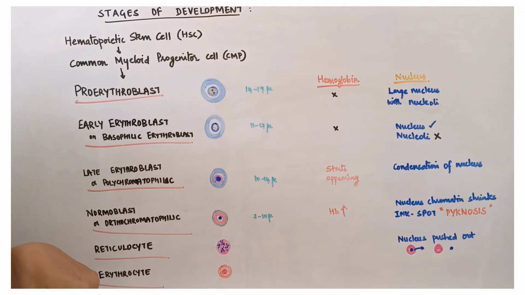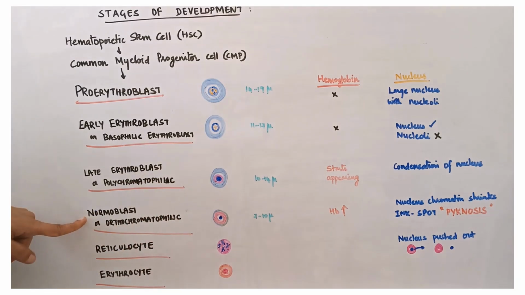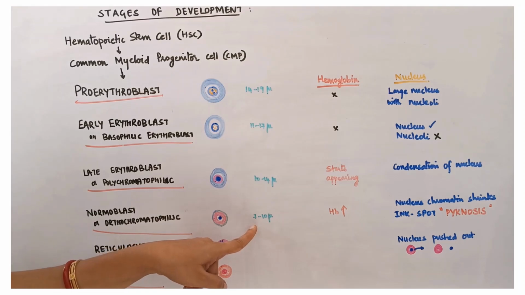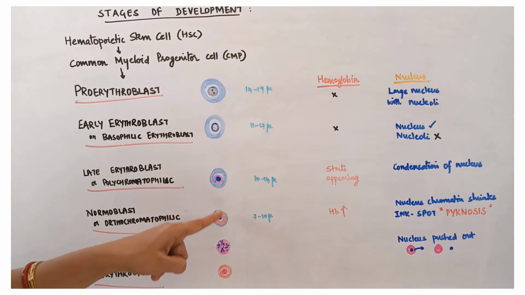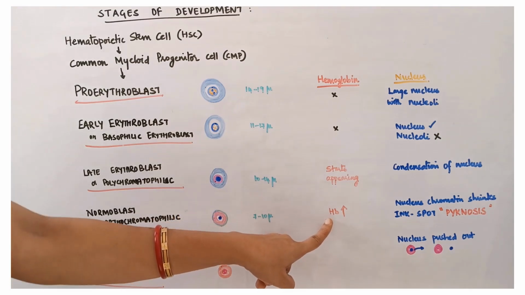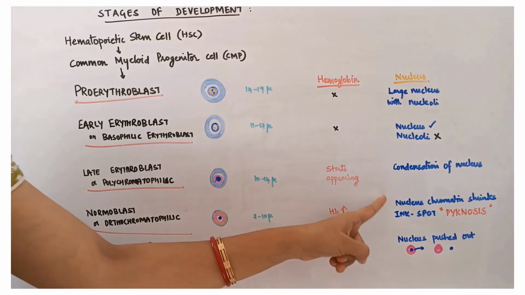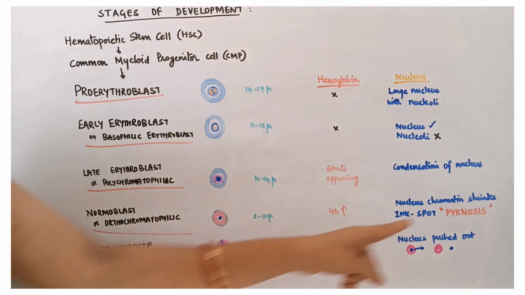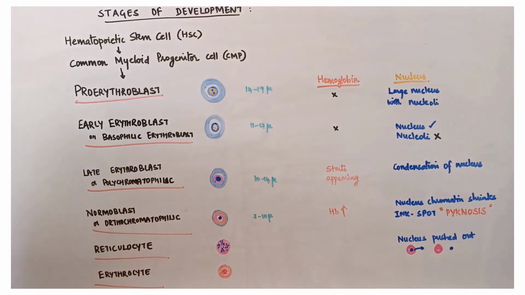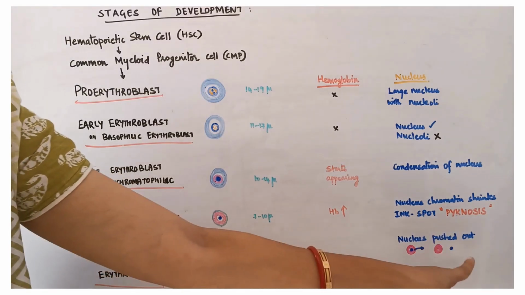Then comes the normoblast stage, wherein the cell is about 7 to 10 micron in diameter. This stage is called orthochromatic because of the concentration of hemoglobin in this. Hemoglobin starts increasing in this stage. The nucleus shrinks and looks like an ink pot. This process is called pycnosis, and this stage is the last stage before the nucleus gets extruded from the cell.